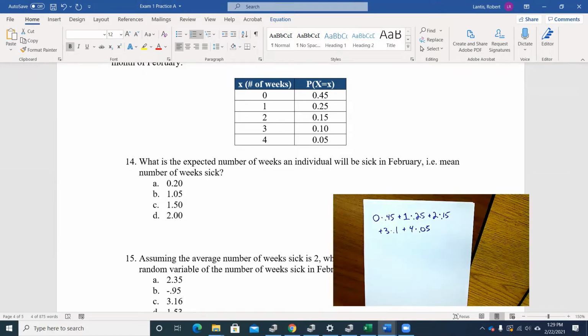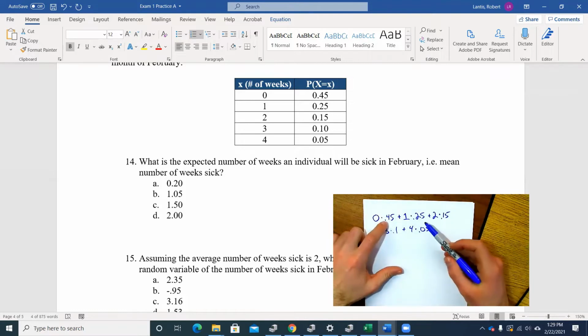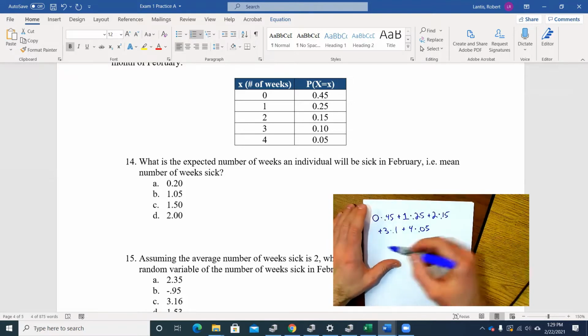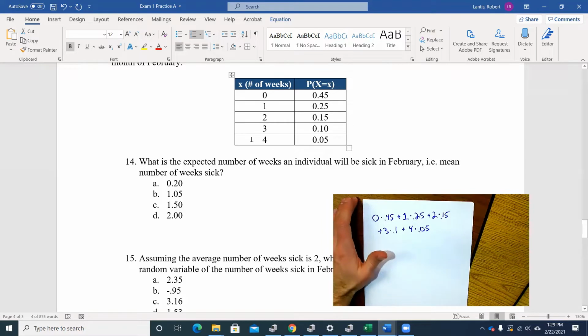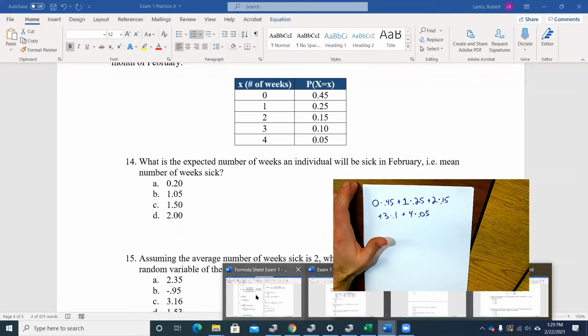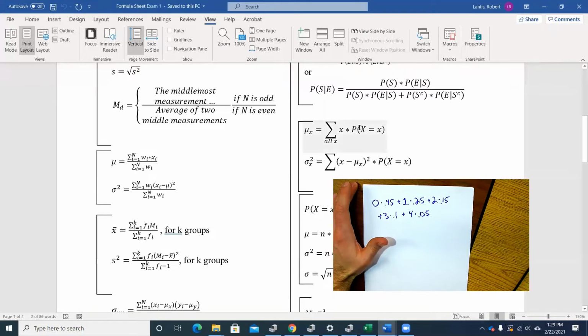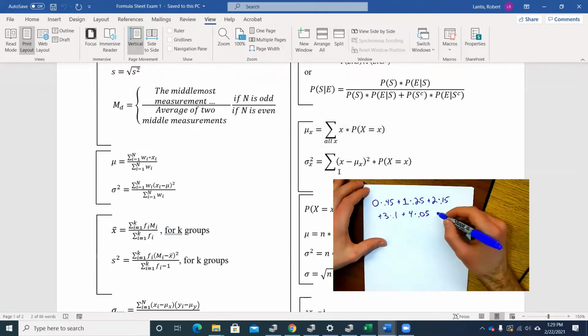Okay? Now, typically, when we're using these weights, we would then divide by the sum of our weights. But if we look at that formula sheet, and move this thing out of the way a little bit, my weights are probabilities. So if I add up the probability of every possible outcome, those probabilities should add up to 1. So we essentially can ignore that. That's why there isn't a denominator here. Why complicate it? All right. So we can go ahead, add these up, and I think we get 1.05.